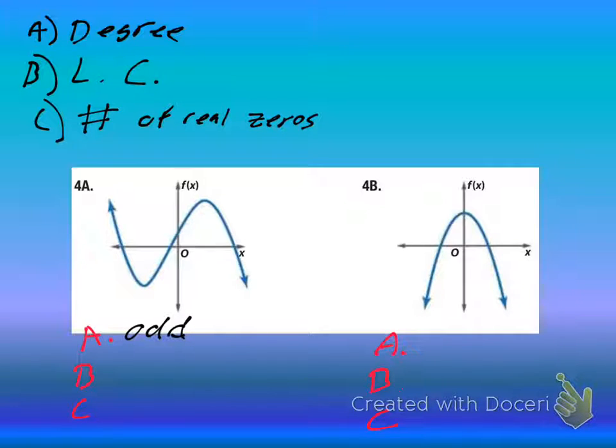Leading coefficient is probably the most challenging one of the group. Big picture wise, are you increasing or decreasing? Decreasing. Read from left to right. We start up here, go down, come up a little bit, but in the end, we are going down, down, down. Since you're decreasing, that means your leading coefficient is negative.